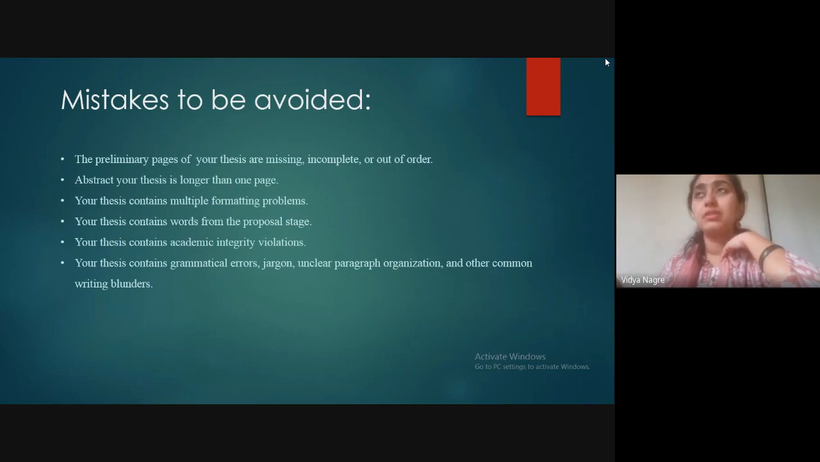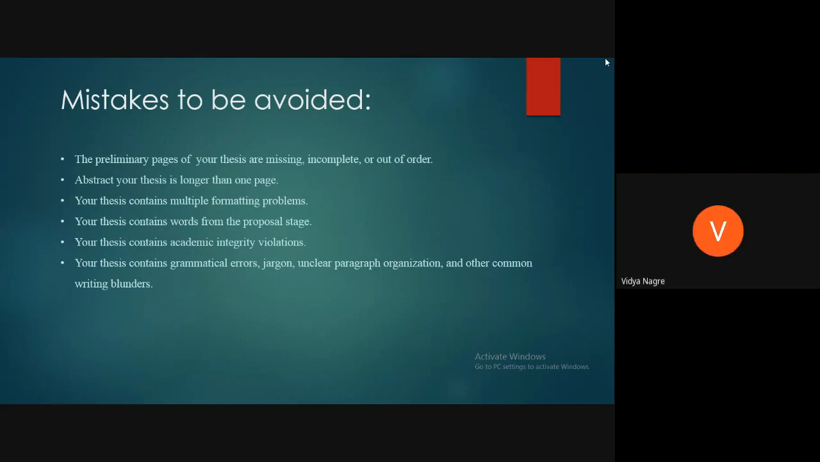Your abstract sometimes becomes longer than one page, which is not a good sign for your research work. Then your thesis contains multiple formatting errors, which is also very bad. You have to be careful when your research contains proposal stage words. Proposal stage words means what? When you write a proposal, it is written in future tense, but when you complete your research, it goes into past tense, right? So this is how you have to take care of all these things.